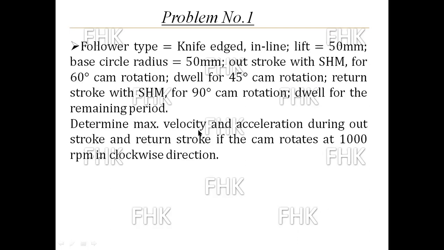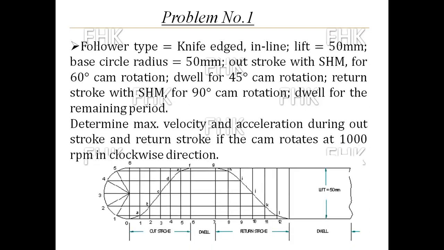Determine maximum velocity and acceleration during outward stroke and return stroke if the cam rotates at 1000 rpm in clockwise direction. That means n is given, cam rotation n is given as 1000 rpm, which we have to convert into radian by the formula 2 pi n upon 60. Okay, now come to the problem statement. This displacement diagram is the first stage that you have to draw in your examination on the drawing sheet.